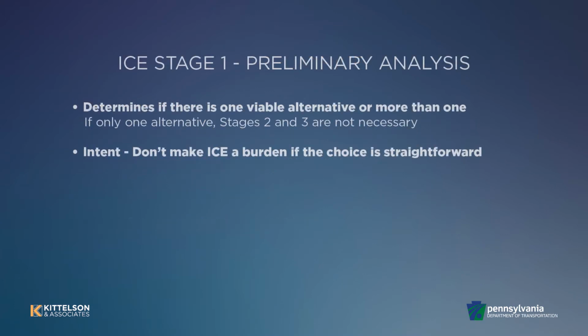Now let's take a look at what happens with each stage of ICE. At stage 1, or preliminary analysis, the focus is on determining if there is more than one alternative that is viable for a given intersection. If there's only one thing that really makes sense to do, ICE can end at stage 1. Much of the analysis in stage 1 is qualitative, and use of tools is going to vary from project to project depending on how difficult it is to determine the viability of one or more control strategies.